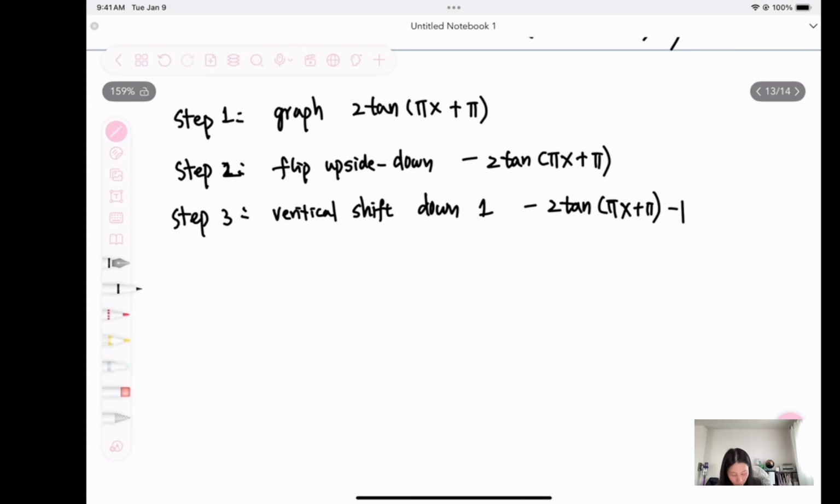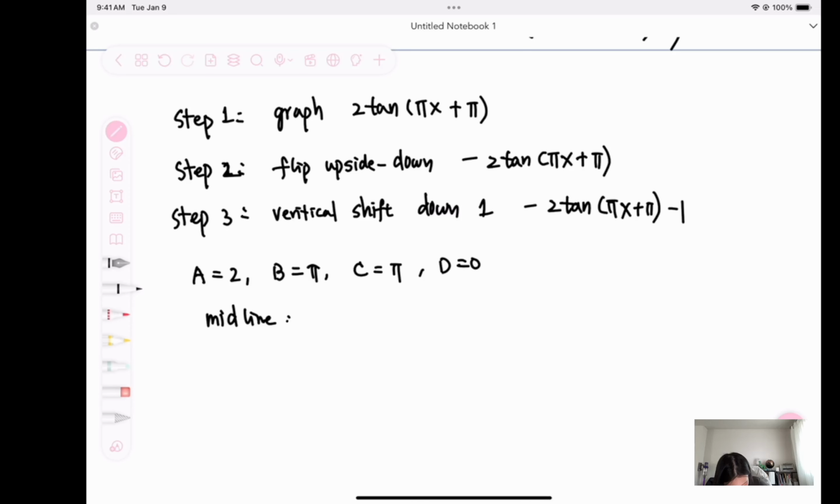So let's do the step 1 graph. I have 2 times tangent of (pi x plus pi). So we got A equals 2, B equals pi, C equals pi, and D we don't consider now, so we still consider D equal to 0. That means the midline is still the x-axis.